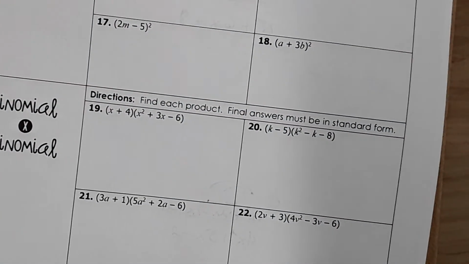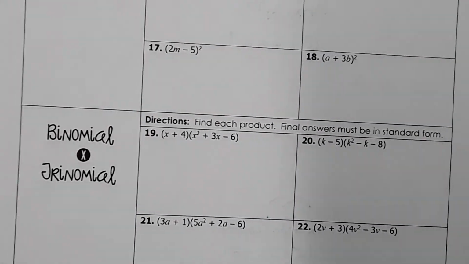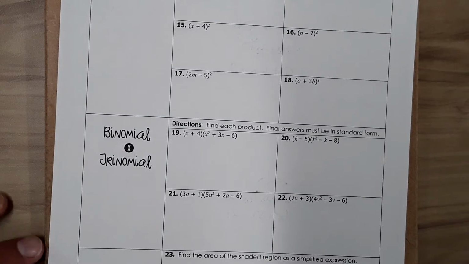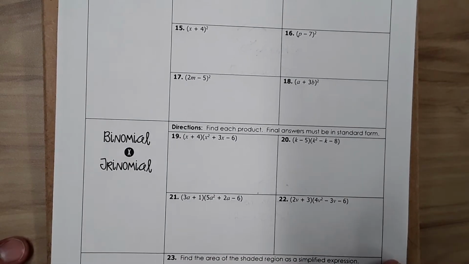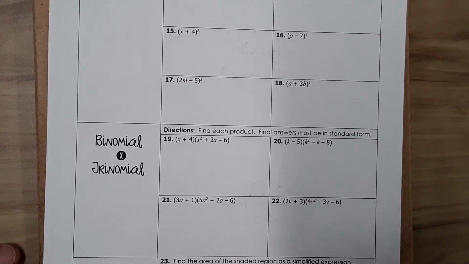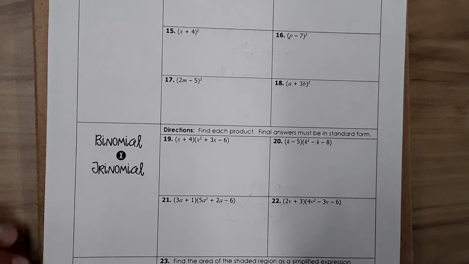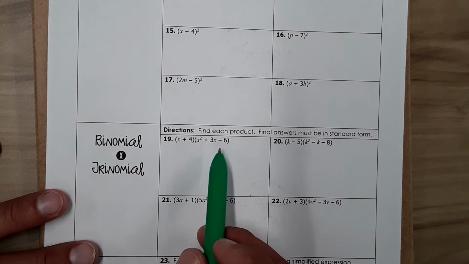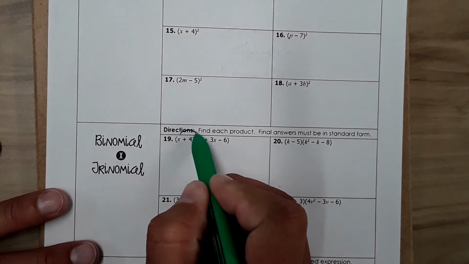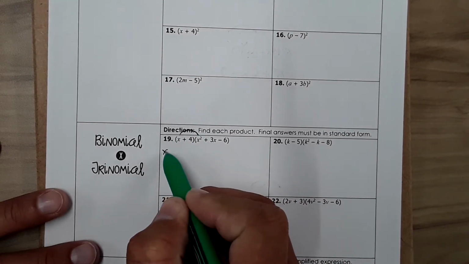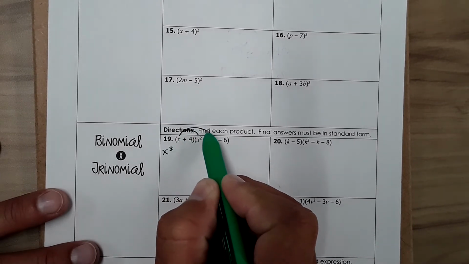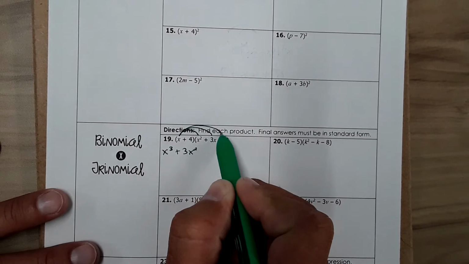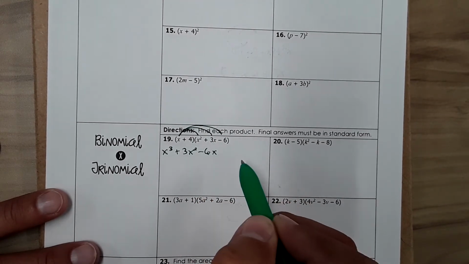And for the second part of the assignment, we're actually going to multiply a binomial times a trinomial. And for these problems, FOIL will not work. You have to distribute. So really you're just going to distribute everything over here times everything over there, one at a time. So x times x to the second would be x to the third. x times 3x would be 3x squared. x times negative 6 would be negative 6x.